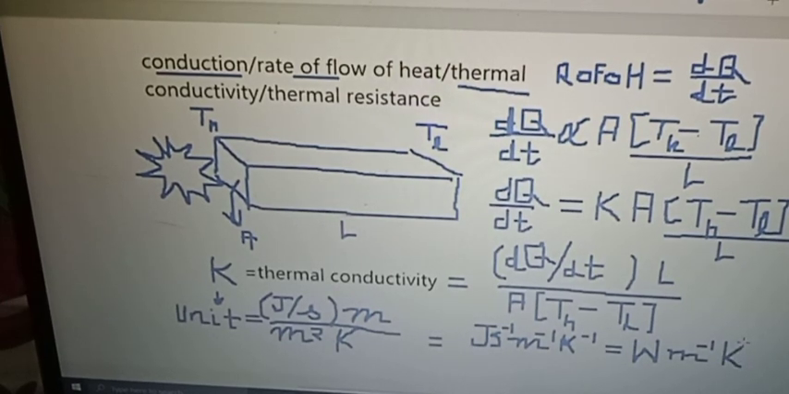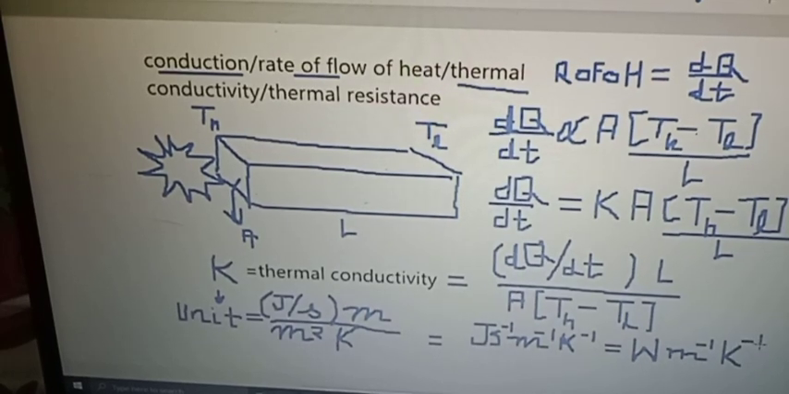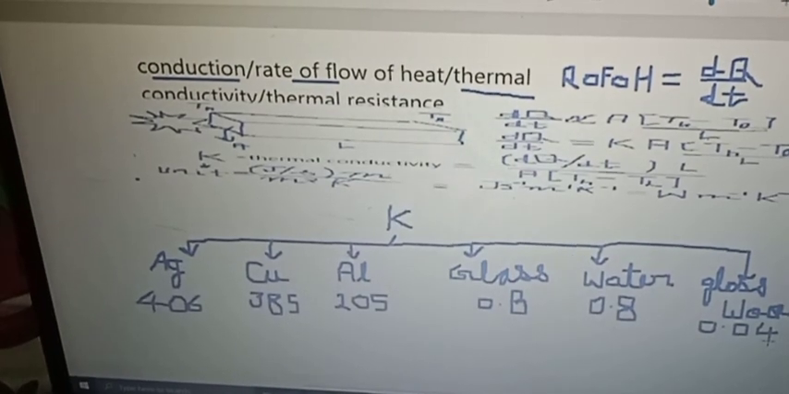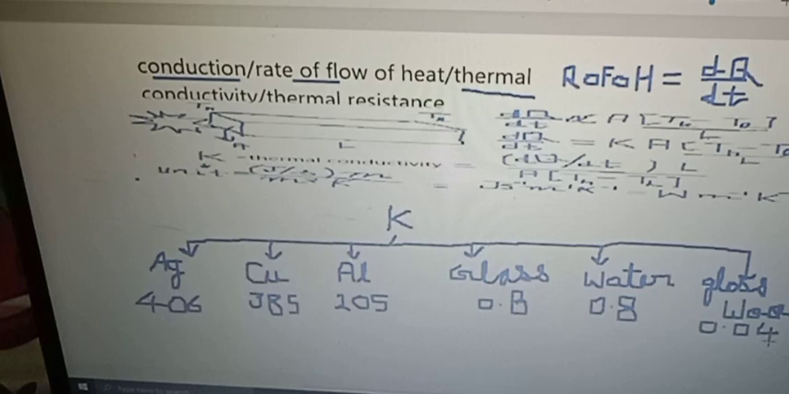So it is all about this thermal conductivity. It varies from material to material. So here I have considered some materials: silver, copper, aluminium, glass, a common glass, water, and glass wool.